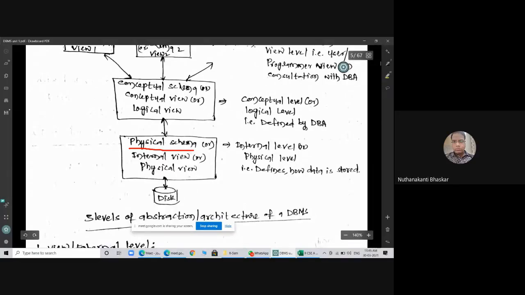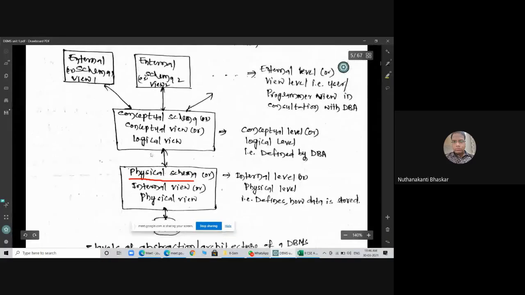Later, only after storing, the storekeeper will say, sir, it is not entered into the database, after entering I will deliver. Like that, they will tell. After entering this data in the physical storage, the next level is the conceptual schema. It is also called the logical schema or conceptual view.